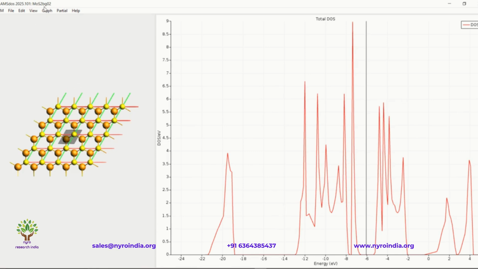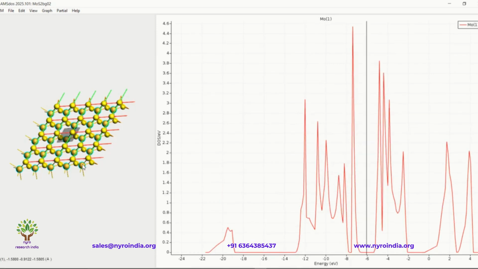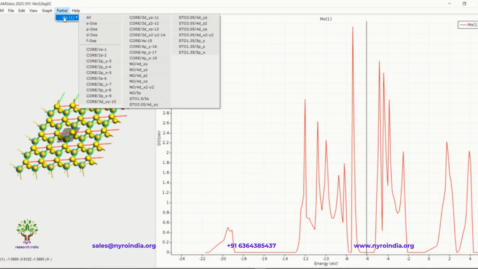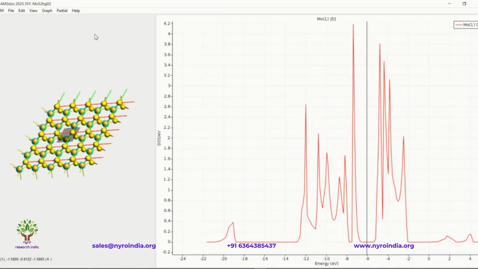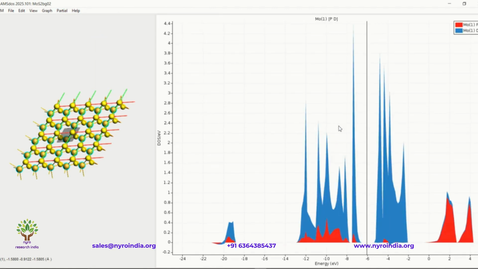Let me point out a typical example in this case. Just selecting one metal. This is actually the molybdenum which I have selected, and if we go to this partial character, let's check with the D density of state, and then I'm just checking the P density of state. So you can see the differences in representation.